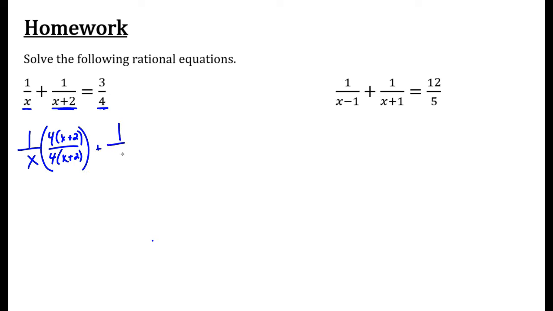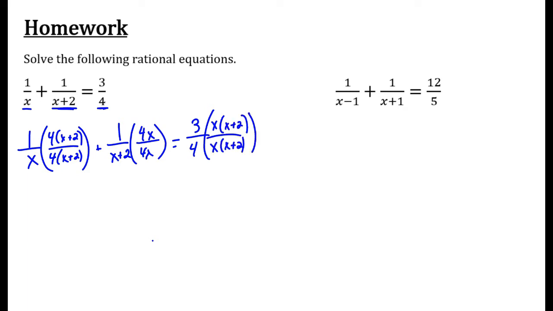This next expression, 1 over x plus 2, well, it's got the x plus 2. It's missing the 4 and the x. So I'm going to multiply both the numerator and the denominator by 4x. Equals 3 over 4. Well, I'm missing the x, and I'm missing the x plus 2. Those are different factors. We need both of them. We can't make that x into an x plus 2, so I just need both factors. And now we look at the numerators. 4 times x plus 2 plus 4x equals 3x times x plus 2.